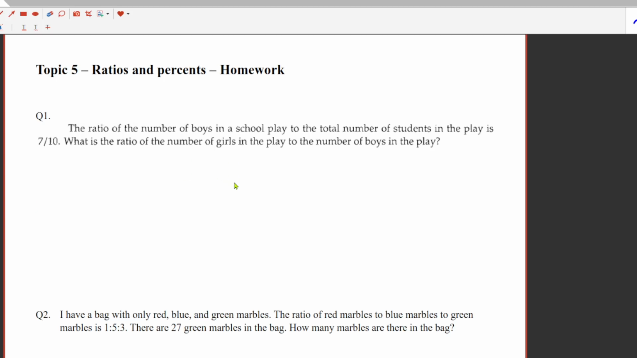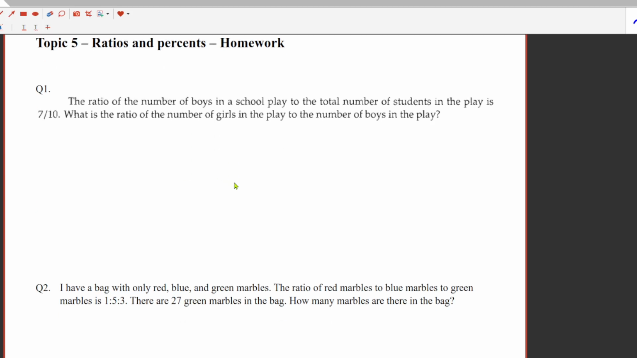Alright, first of all, let's have a look at the solutions to the homework topic 5. Again, we're only going to talk about some of the questions because of the time constraints.